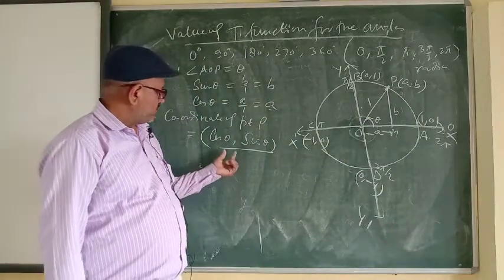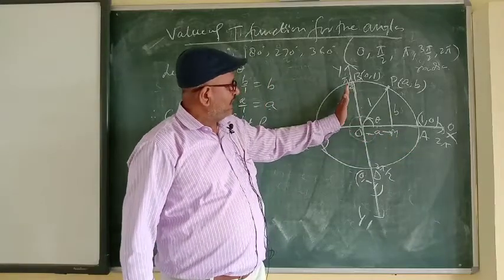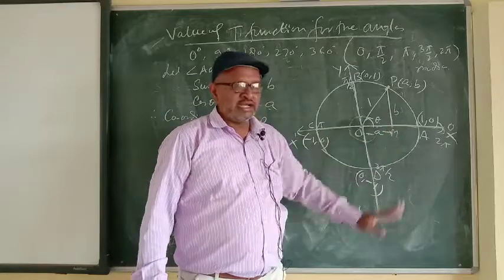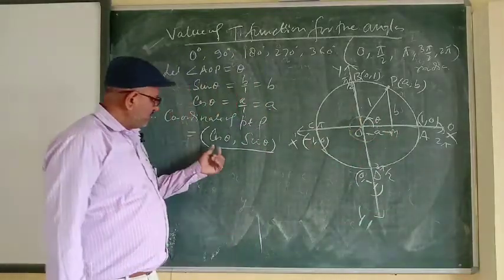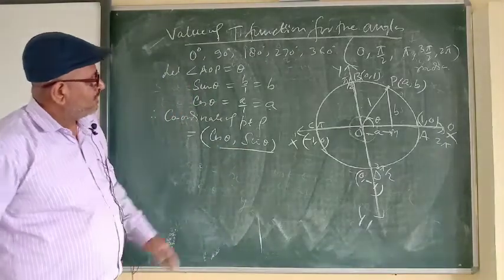Now we have to check what will be the value of cos theta at 0 degree, at 90 degree, at 180, at 270 and at 360, means in one complete round. What will be the value of sin and cos for these angles?